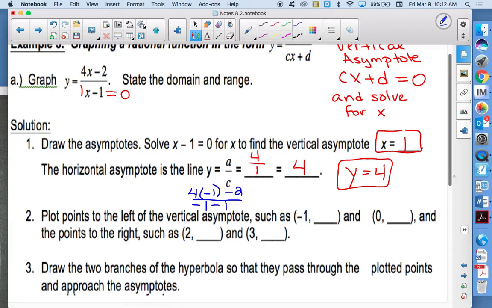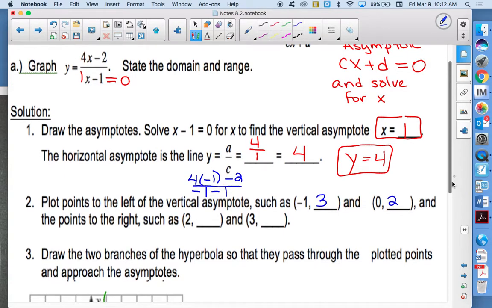Virginia? So Virginia said 2. And then you're plugging in a 0 to the top and the bottom. Are you sure it's 2? I think it's 3. I think the next one's 2. I think it's -1, 3, and then 0, 2. And then you're plugging in the +2 and the +3.